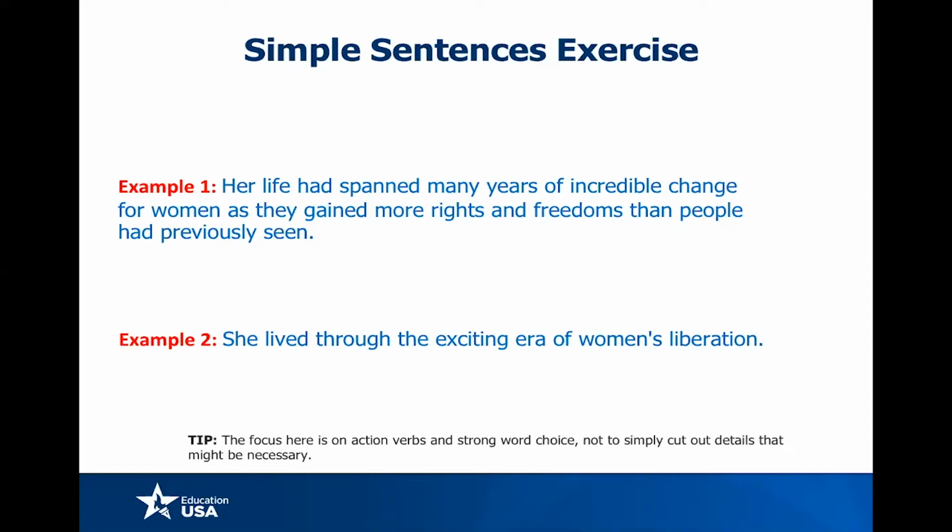So the tip here for the less is more approach is that the focus really is on action verbs and strong word choice. As I said, I'm not recommending you simply cut out details that might be necessary, because you might need those to effectively and strategically tell your narrative. But what I am saying is think about what words you're using. Have you said something in 5 words when you could have said it in 1 word? If so, what is that one word that you can be using and should be using?